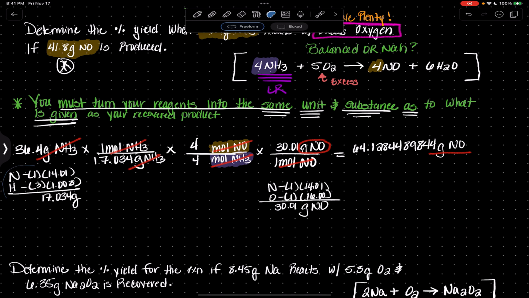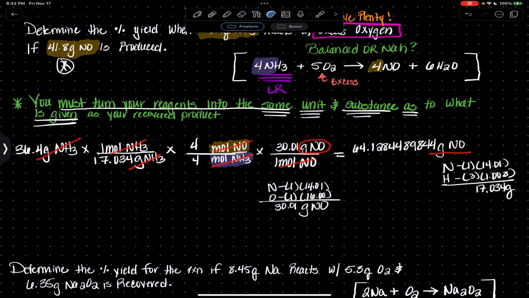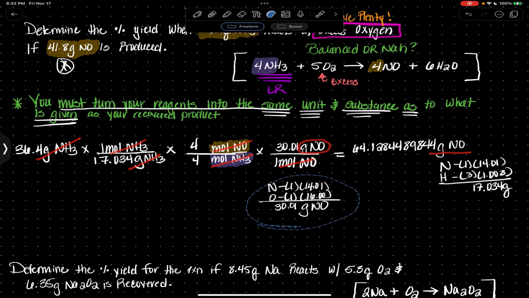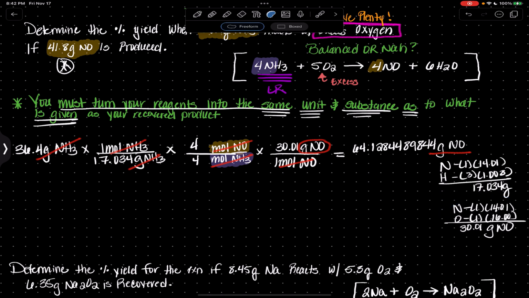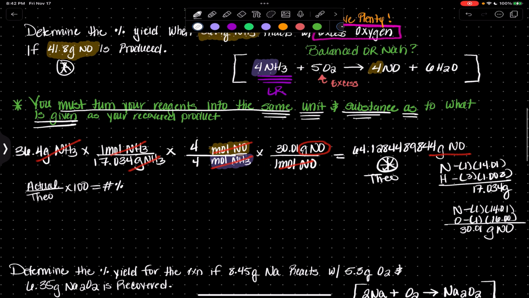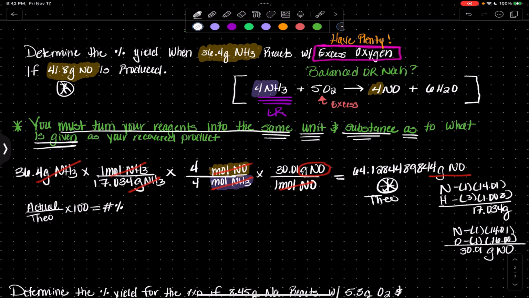I'm gonna move these out the way here. We'll keep them handy, because you never know. Now, I need to know my actual over my theoretical yield times 100 equals some number of a percent. So here I found my theoretical yield. That's my stoichiometry value. And I'm going to read what was produced in lab.